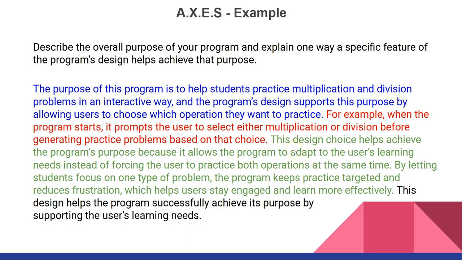This part in green, this is where I explain it, right? I'm going to directly tie this together in a way that the reader understands it, right? I'm not going to assume that they get it. This design choice helps achieve the program's purpose because it allows the program to adapt to the user's learning needs instead of forcing the user to practice both operations at the same time. By letting students focus on one type of problem, the program keeps practice targeted and reduces frustration, which helps users stay engaged and learn more effectively. That is my explain. So now I need to do the significance. I need to conclude this and tie it together. This design helps the program successfully achieve its purpose by supporting the user's learning needs.